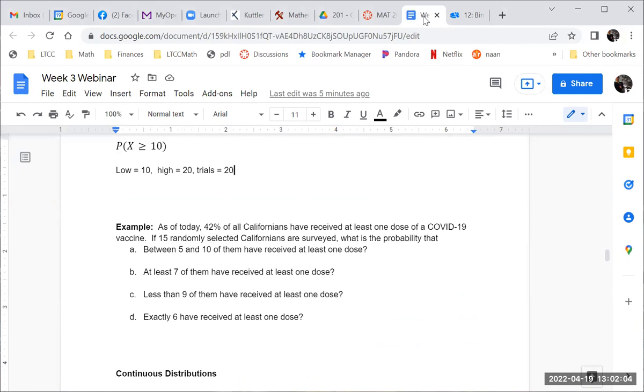I don't have time to do all the examples, but there are others. So I just want to mention a couple things. I'll read this, but not do the whole thing. So 42% chance, Californians, I wrote this a while back. Maybe I should change it now, but 42% have received at least 1 dose of COVID. If 15 randomly selected Californians are surveyed, what's the probability that between 5 and 10 have received at least 1 dose? So in this case, the low will be 5. The high will be 10. Any questions on that?